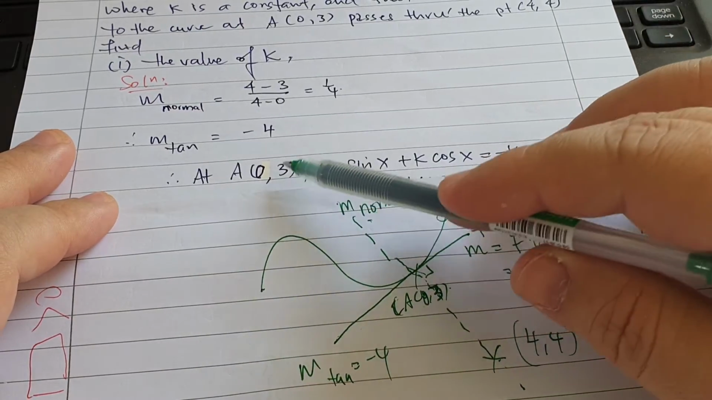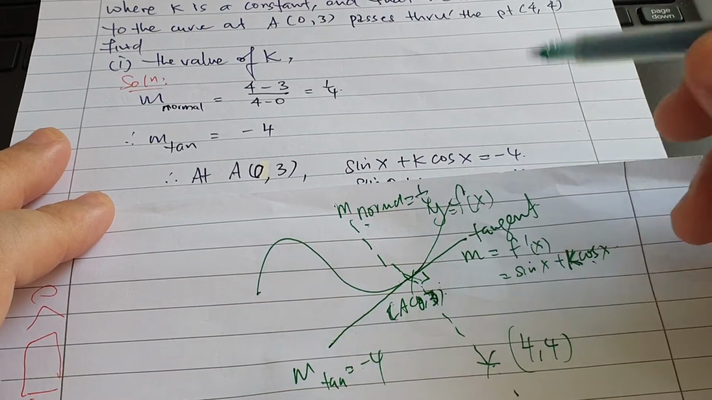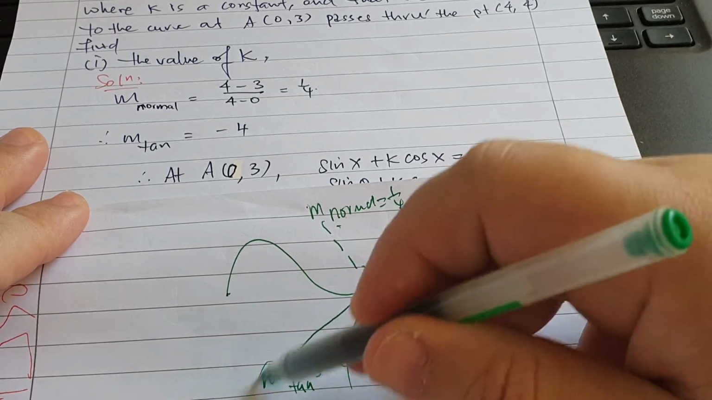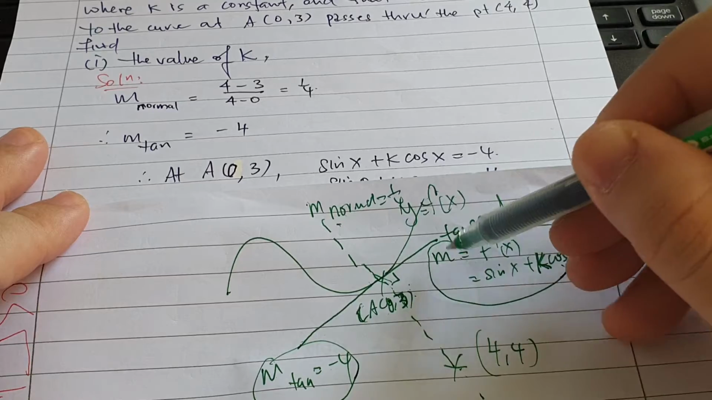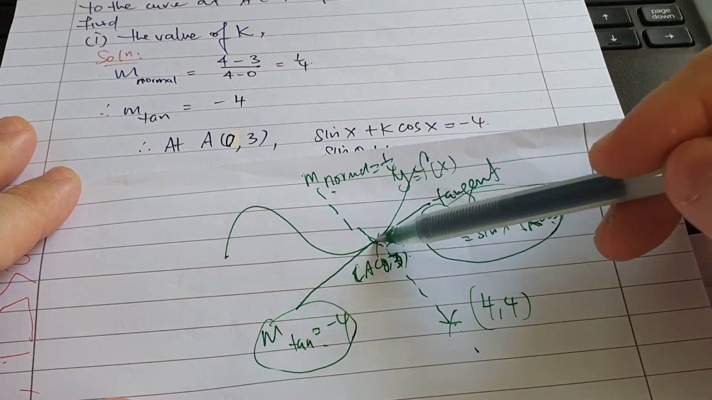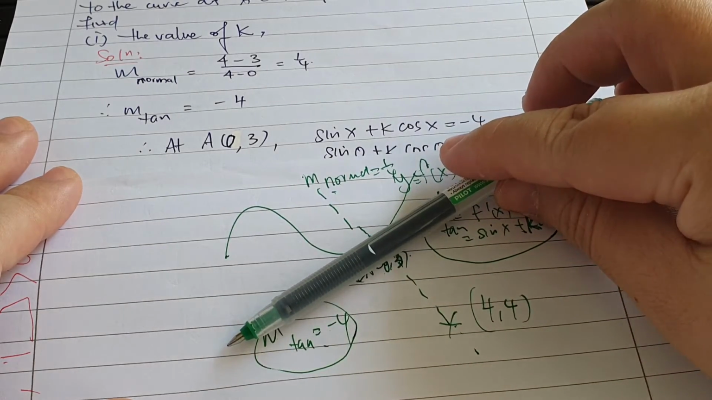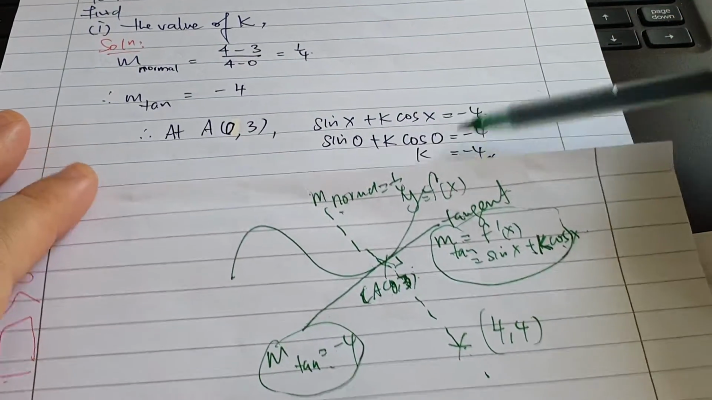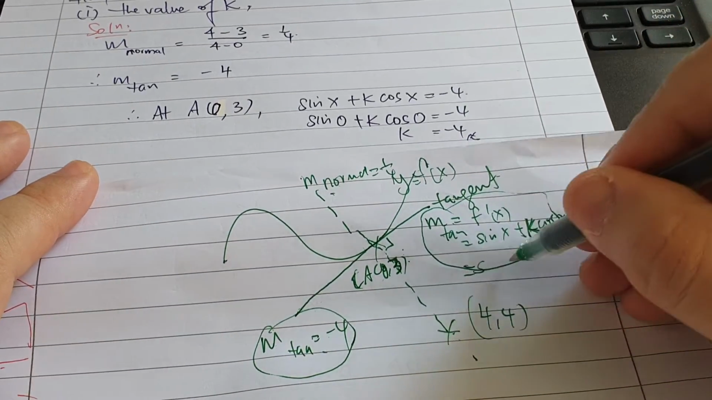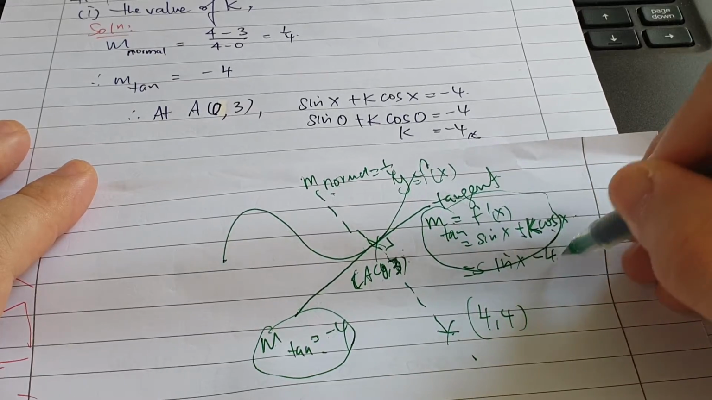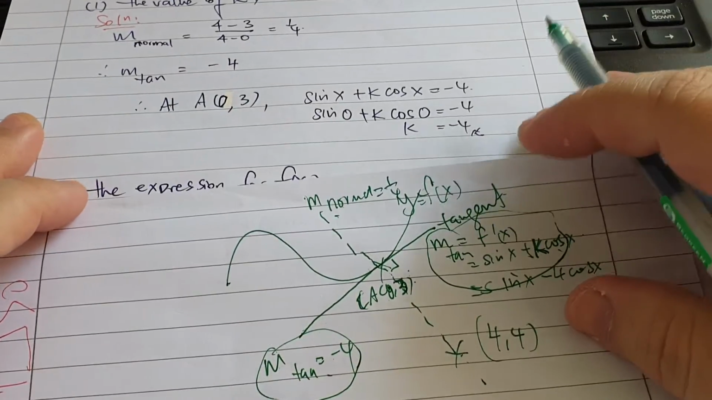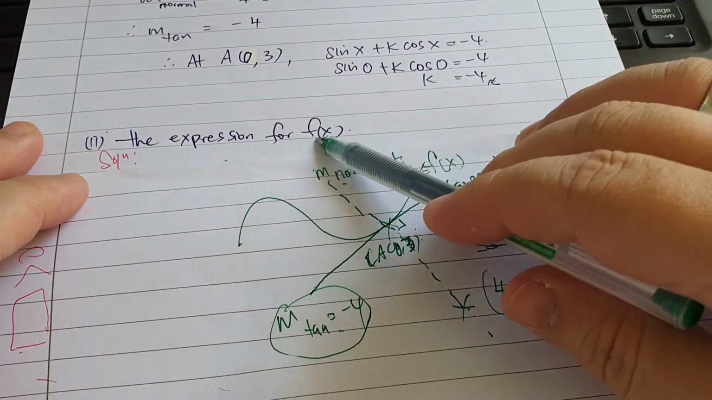So at (0, 3), now you know why. This is the gradient of the tangent, and this is the gradient of the tangent. So at this particular point, the gradient is this slope. I sub in, and I can get k equals -4. So that's the strategy to use. We can blindly do it, but I am breaking it down for you to show how to think more efficiently.